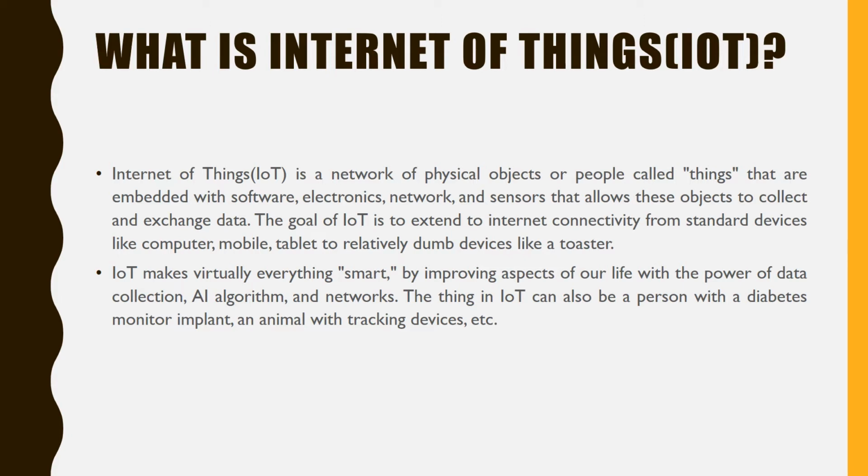As I mentioned, to convert a simple dumb device into an artificially intelligent device, we need a certain amount of programming and some special hardware like sensors to read and interpret the commands which are given through the internet. The thing in IoT can also be a person with a diabetes monitor implant, an animal with tracking devices, etc. So we can not only control external devices, but also an embedded thing, something which has been put inside the body of a human being or an animal to track it or to operate some machinery which is fitted inside the body.